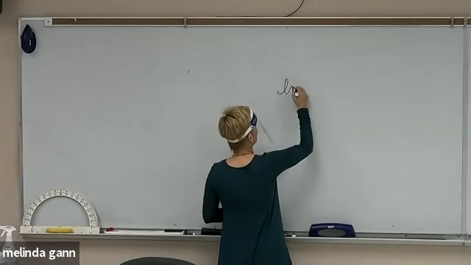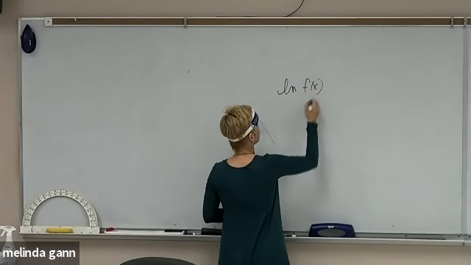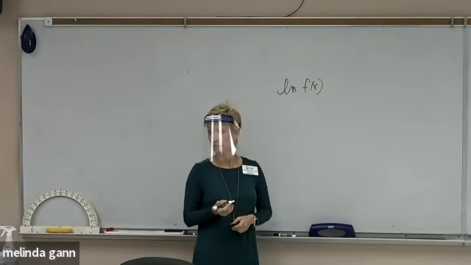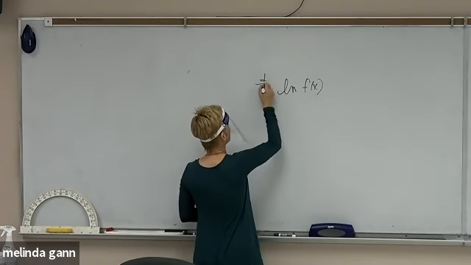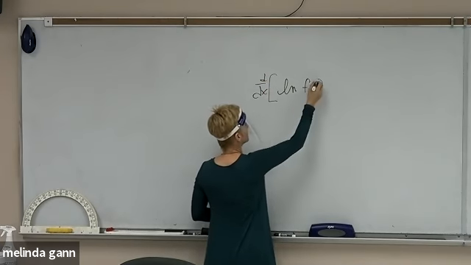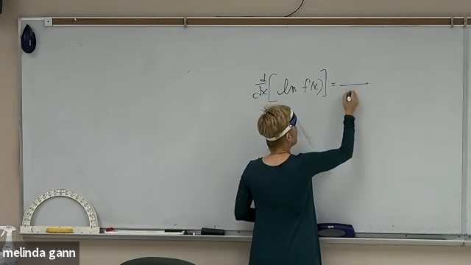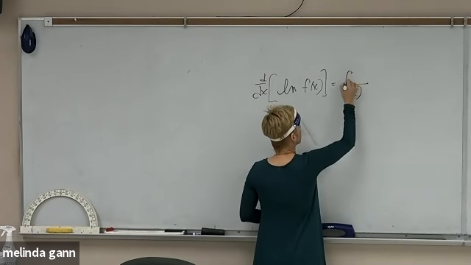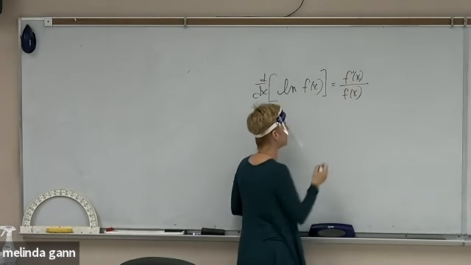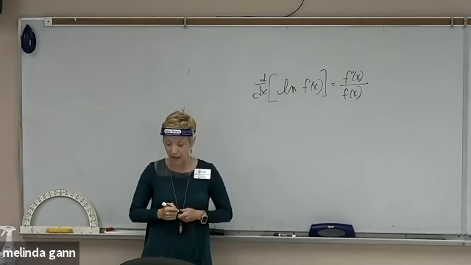If you've got the natural log of f of x, and you're supposed to be taking the derivative of that thing, that's f of x on the bottom and its derivative on top. It's not the quotient rule. They're not the same thing.